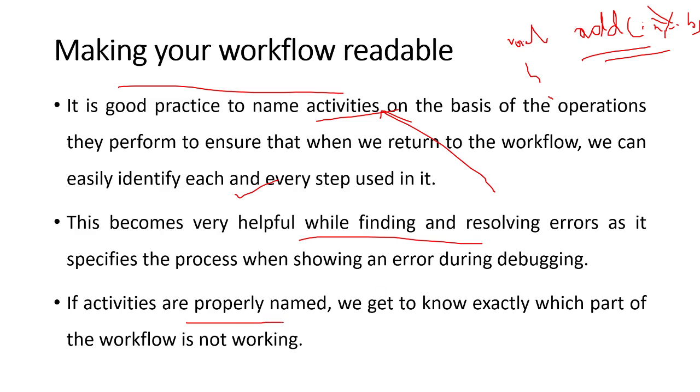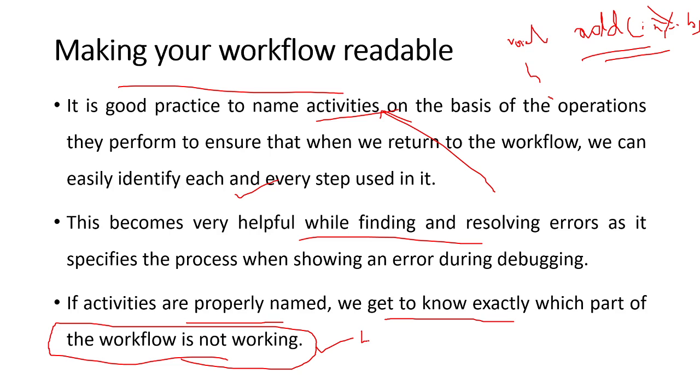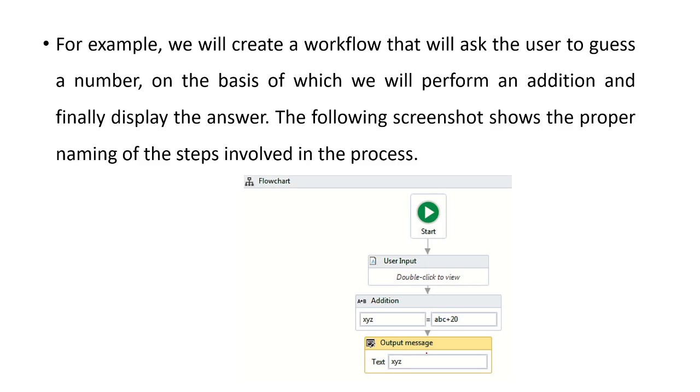And if activities are properly named, we get to know exactly which part of the workflow is not working when you are facing system errors or errors generally. Clear? The bottom line is very simple. If you have used this practice to name variables or workflows or sequences, it makes your testing or debugging task very easy. Clear?